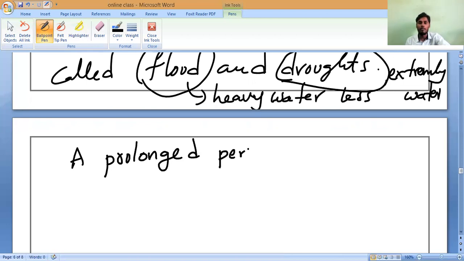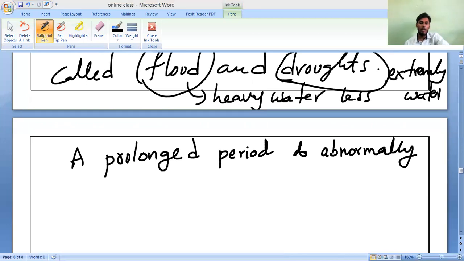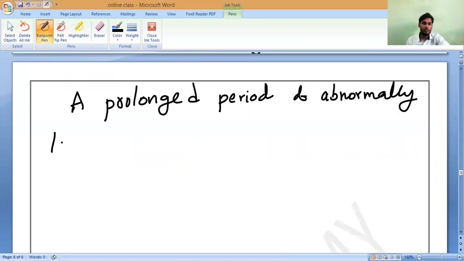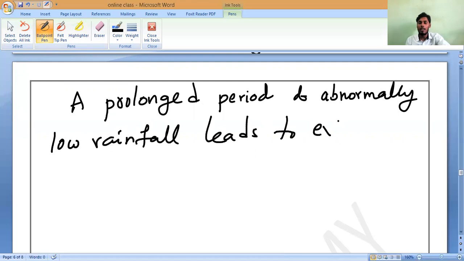Prolonging period of abnormally low rainfall. No rainfall leads to extremely low level of water.